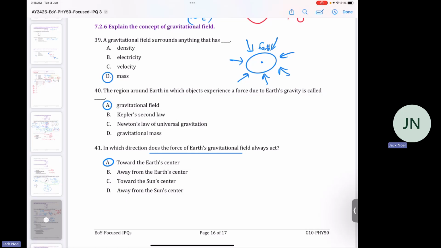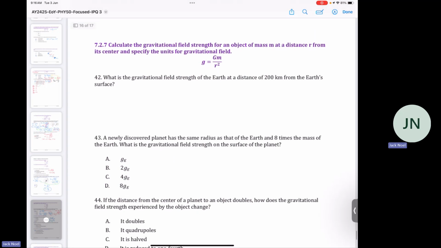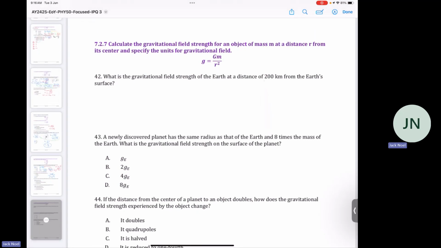Now, number 42. They gave you 200 kilometers away from the surface of Earth. So you should change it to 200 times 10 to the power of 3 meters. First, we change it to meters. They want the gravitational field strength. The formula is GM, of course the mass of Earth, over Re. Now we would take it Re squared if the object is on the surface of the Earth.